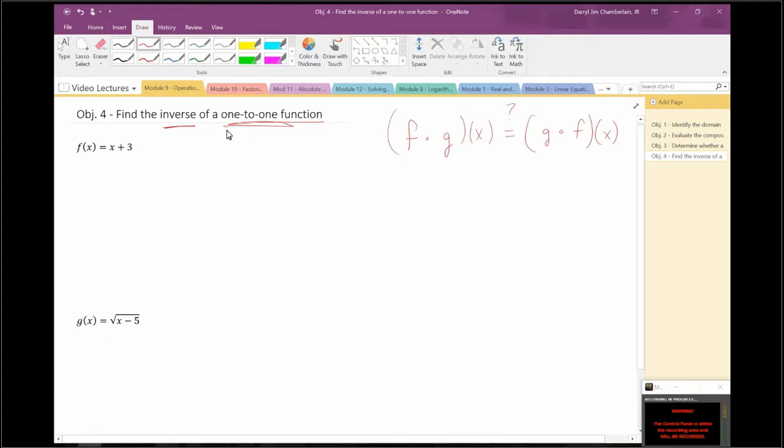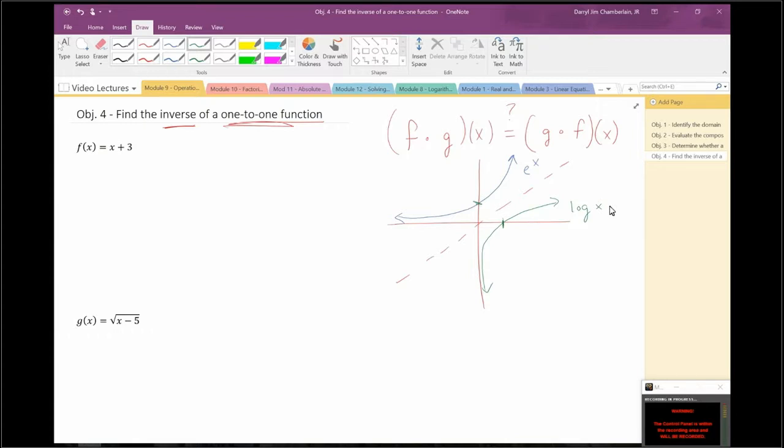Now, in Module 8, we looked at two inverse functions. We looked at the function e to the x, and we looked at the function log of x. So that was our first look at the most famous pair of inverse functions.